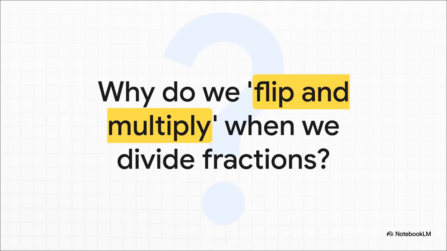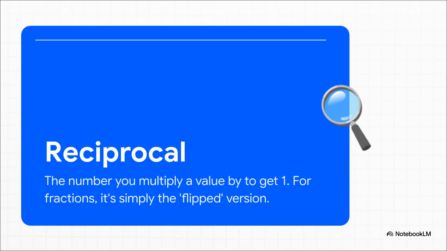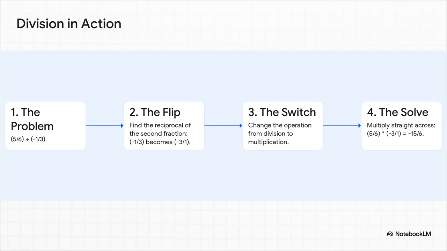And this brings us to that classic question that trips so many people up. I'm sure you've heard it a million times. Just flip and multiply when you divide fractions. But why? Why does that even work? What's really going on there? Well, the secret is this idea called the reciprocal. The reciprocal is just whatever number you need to multiply something by to get 1. And for fractions, it's super easy. It's literally just the flipped version. The reciprocal of, say, 2/3 is just 3/2. This little idea is the key that unlocks all of fraction division. Here's the most important part. Dividing by a number is the exact same thing as multiplying by its reciprocal.